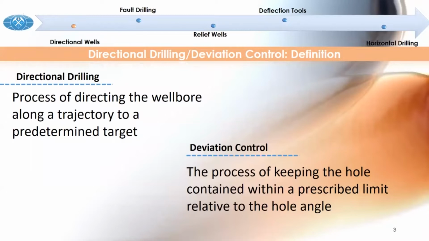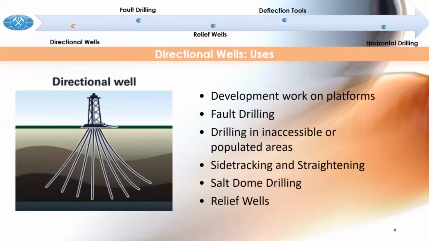Well, directional drilling means a process of directing the wellbore along the trajectory to a predetermined target. During directional drilling, it is very important to do deviation control. That means to keep the hole contained within a prescribed limit relative to the hole angle. There are a lot of uses of directional drilling, such as development work on sea or ocean platforms, fault drilling, drilling in populated areas, and others.